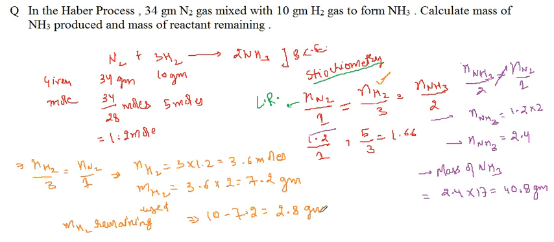So 2.8 gram will be the mass of hydrogen remaining. So here we get mass of hydrogen remaining is 2.8 gram. So that's how we do the calculation when we consider stoichiometry when it is a balanced chemical equation. Then we know all these terms should be equal. Now, the reactant which is given less, we consider as the limiting reagent. If we consider that limiting reagent, the reaction will go according to that.